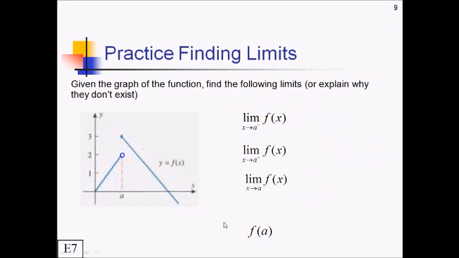Alrighty, try this next one on your own. So, left side limit, approaching a from the left here, we're approaching the y value 2. From the right side, we're approaching the y value 3. For the two-sided limit, since the left-sided limit and the right-sided limit do not match up, they are not equal, we would say that the overall limit is DNE. And then f of a, that is the solid dot if one exists at the x value a. Moving up here, we see that happens at 3.